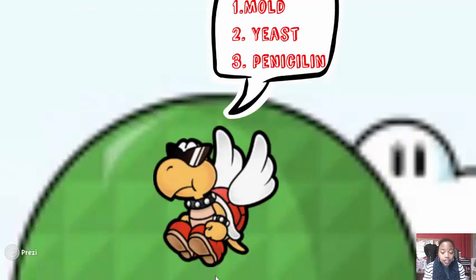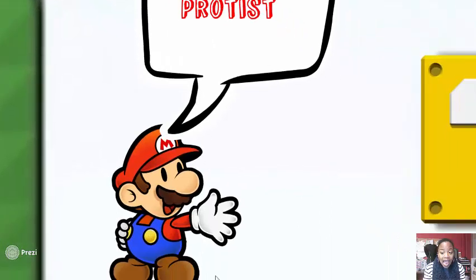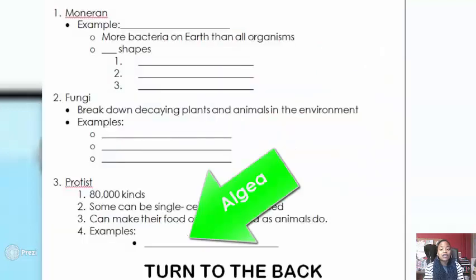Great job. All right, so we learned that the first kingdom where you find microorganisms is Monoran. The second is fungi. The third is protists. All right, there are over 80,000 kinds of protists. Some can be single-celled or multi-celled. They can make their own food, or they can hunt for food just like animals like you and me. An example of protists is algae. Go ahead and fill that in your notes now.